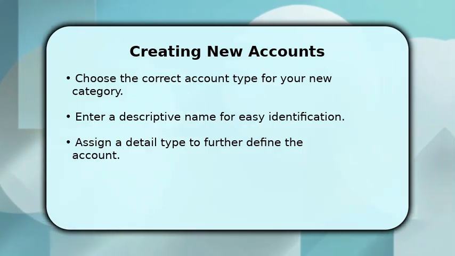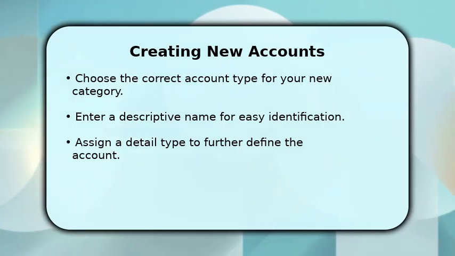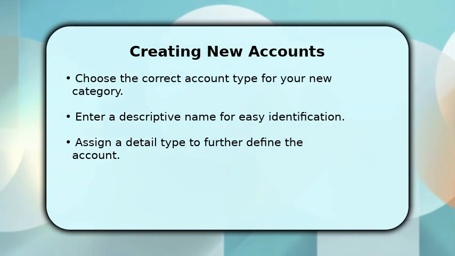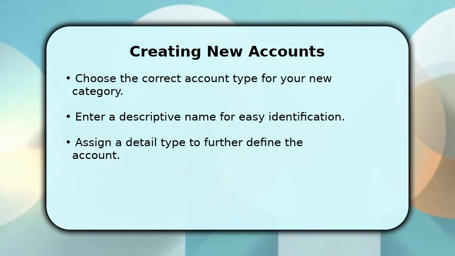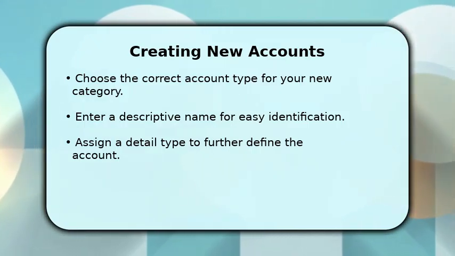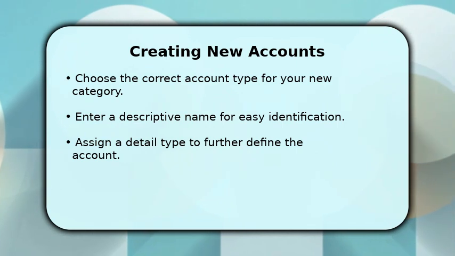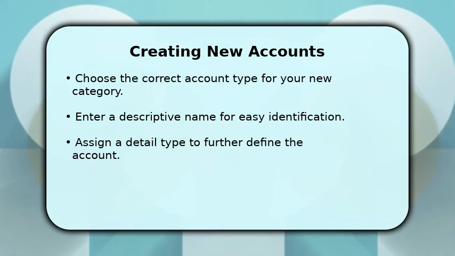This determines how the account behaves and appears on your financial reports. Next, give your category a clear and descriptive name so you can easily identify it later. Finally, assign a detail type to provide more specific information about the account's purpose. This helps QuickBooks categorize it correctly and enhances your reporting capabilities.